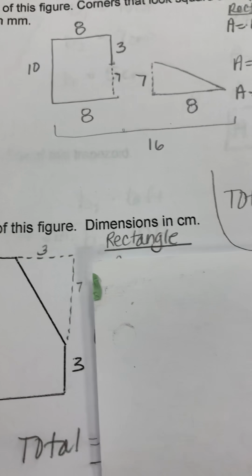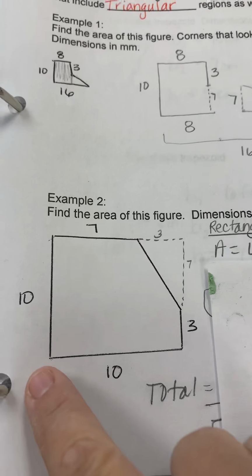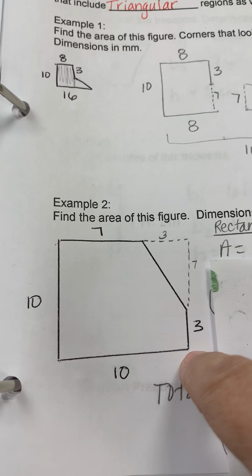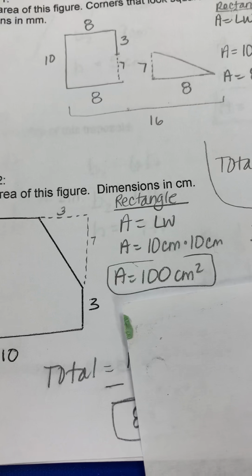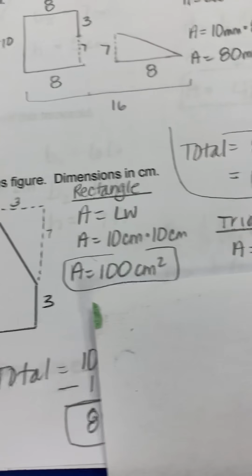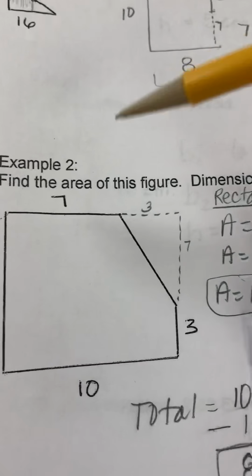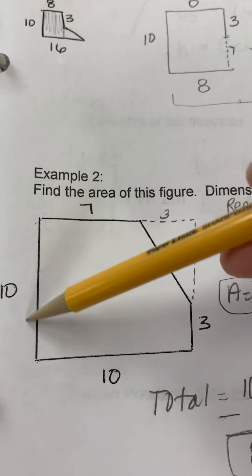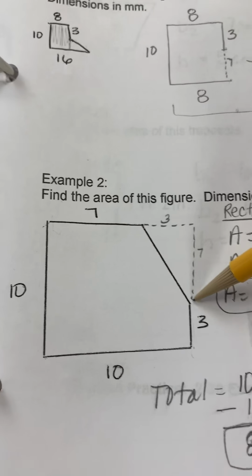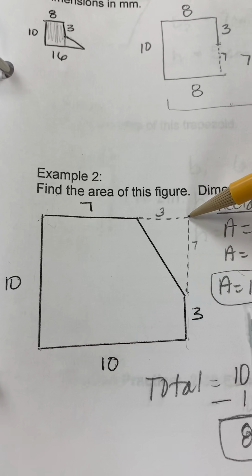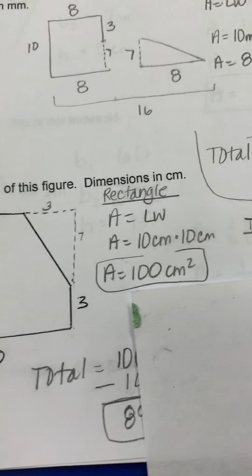All right, so we start off with the area of the rectangle. Area equals length times width. I have length 10 times 10, so that's an easy one. Area equals 100 centimeters squared. And then the triangle, same formula, base times height over 2. And how did I know the edges? I know this whole thing is 10 from here to here, and they told me this was 3, so I know by subtraction that this must be 7. And I did the same thing here. From here to here is 10, so I just subtract and I knew that was 3.